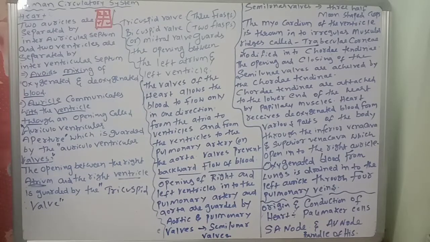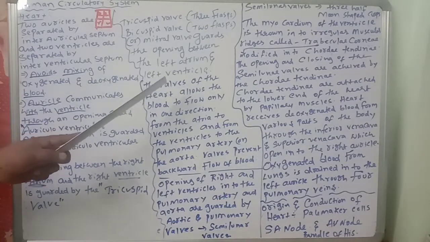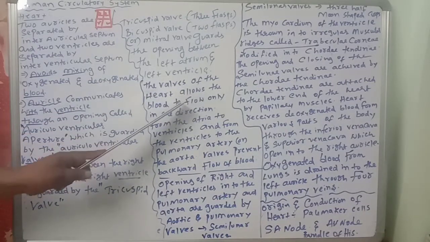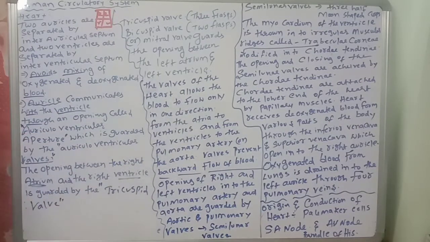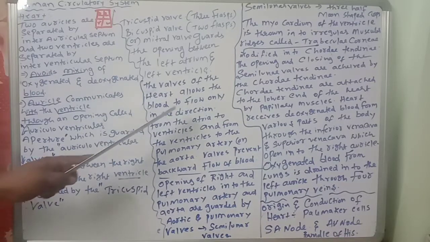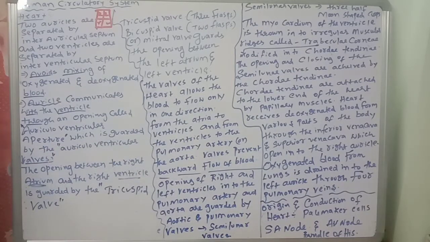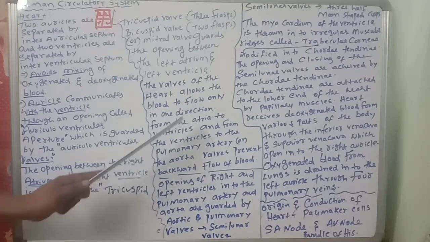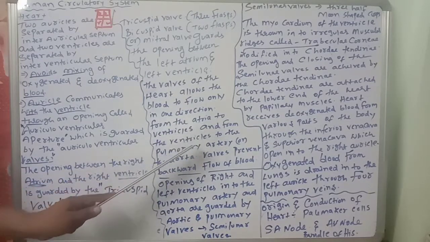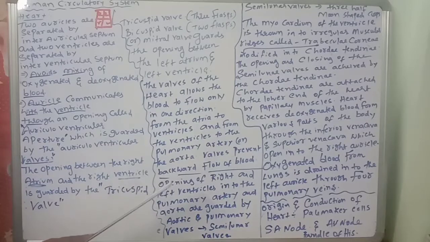The valves of the heart allow the blood to flow only in one direction. Only in one direction. That is another important point. From the atria to the ventricles and from the ventricles to the pulmonary artery. So one direction: from the atria to the ventricles and from the ventricles to the pulmonary artery or the aorta.